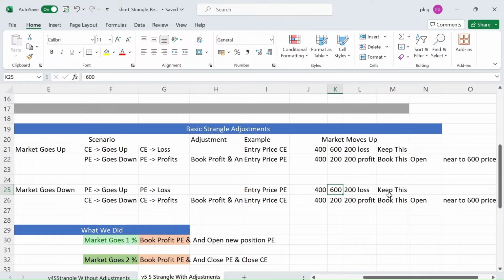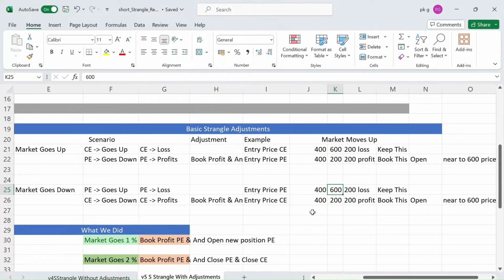and whatever the market moves next, whether it goes higher or lower, whatever profit or loss was made on one side, the other side should be able to cover it with that profit. So those are the basic strangle adjustments that are usually done out there.